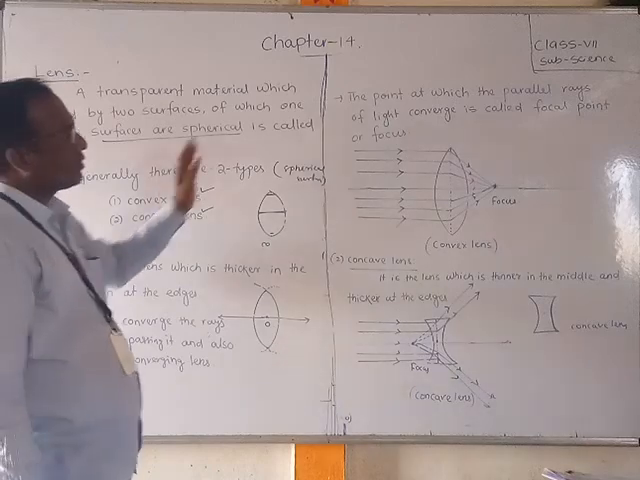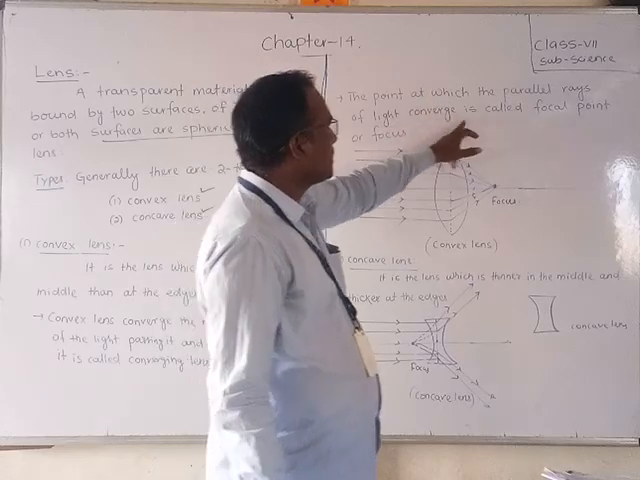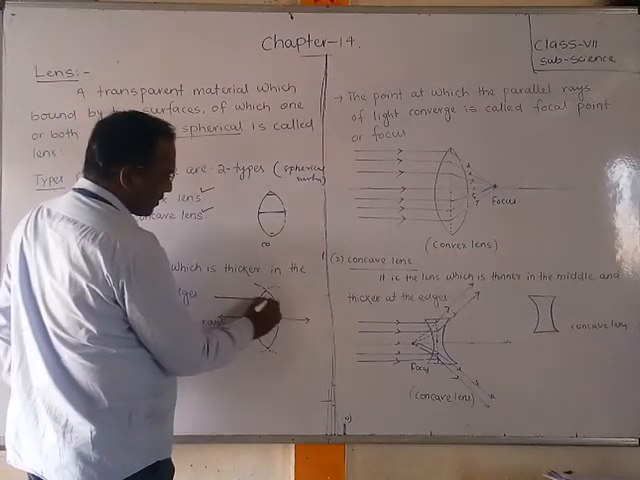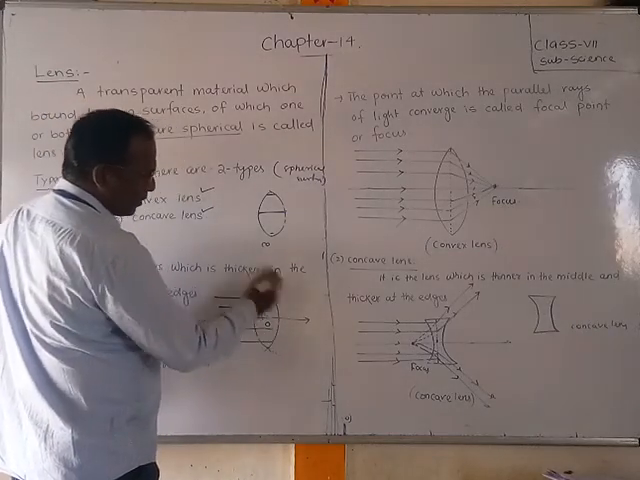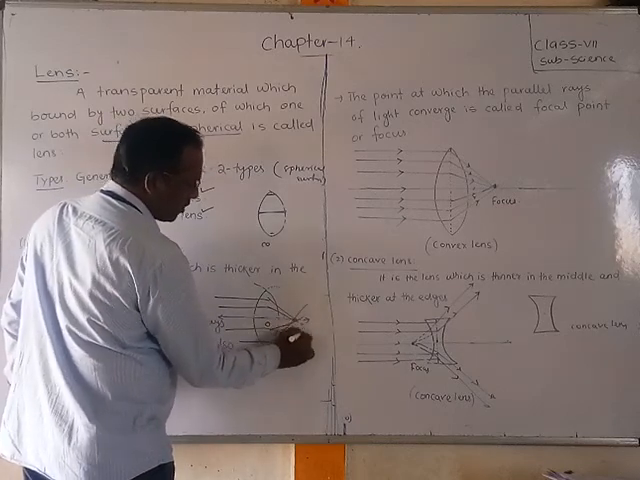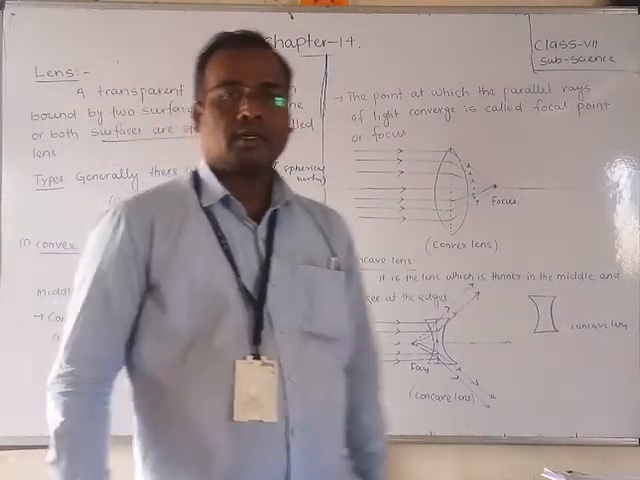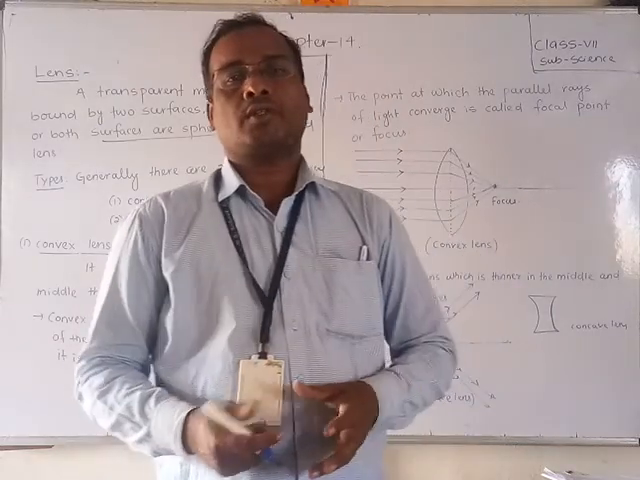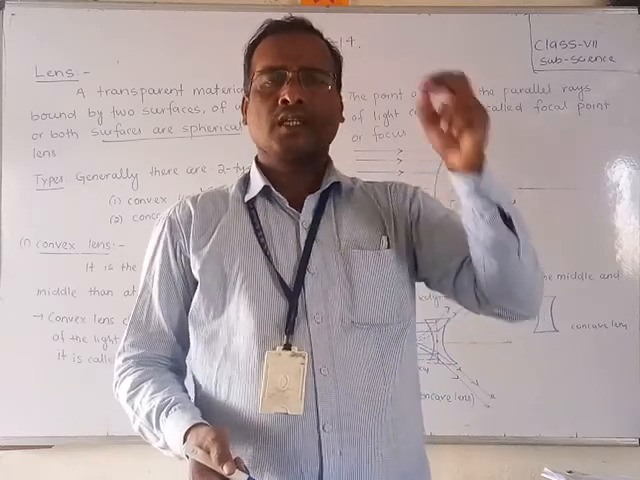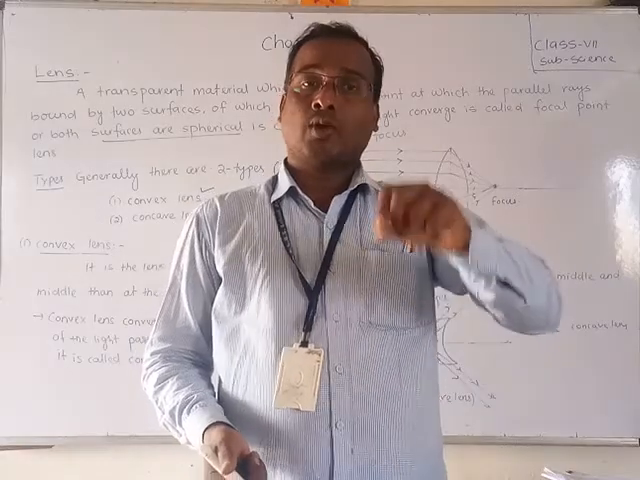Next, the point at which the parallel rays of light converge is called the focal point, or focus. When the light rays pass through like this, after passing they converge at one point. This is called the focus. In a convex lens or a concave lens, when light rays pass through, they will either converge or diverge. When the light rays converge, that is a convex lens, and that point is called the focus.